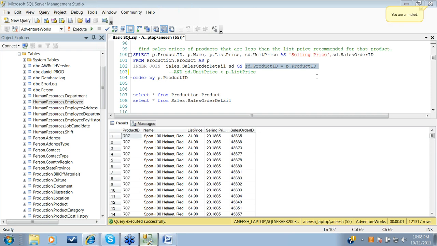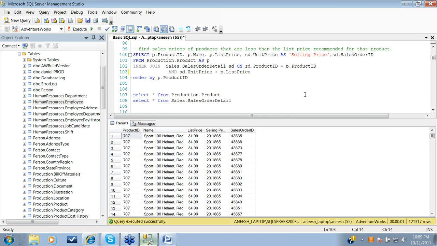Okay, so is it clear now why the product which has not been sold is not displaying as per the inner join rule, right? Okay. Yes. Now, if I want to eliminate those products, or I only want to display those products with the selling price less than the list price, how do I do that? You add one more condition here. Where? Well, you can use the where. I will talk about that later. In the join statement itself, you can say sd.unit price should be less than the p.list price.